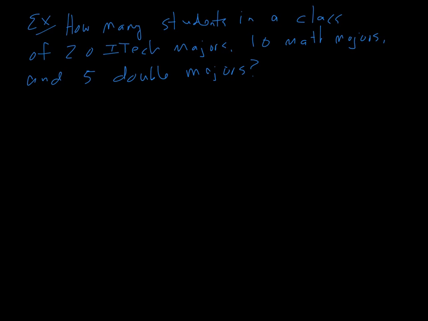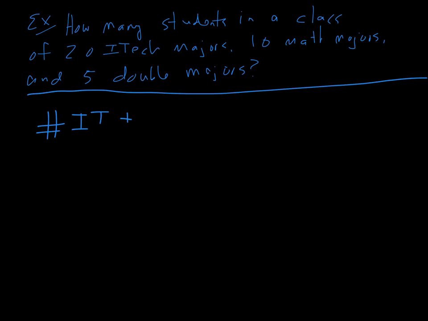Another example. Suppose I want to count how many students are in a class, and the data that I have are 20 iTech majors, 10 math majors, and 5 double majors. Well, I have a set of iTech majors and a set of math majors, and there's an overlap. So to count this, it's going to be the number of iTech plus the number of math minus the number of double majors. Because when I count the iTech, I'm counting the double majors. And when I count the math, I'm counting the double majors. So the doubles have been counted twice. So I've got to subtract them off once.